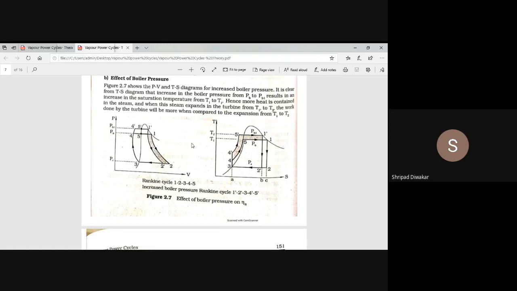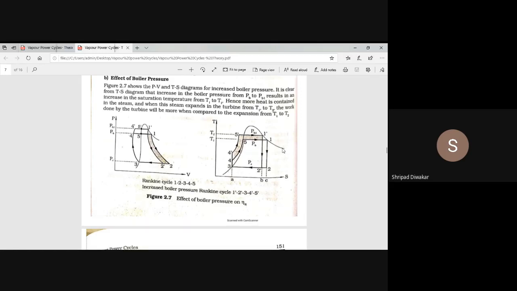Okay, the next part is how to draw the TS diagram when the boiler pressure is increased. First step, you show T on the Y coordinate and S, entropy, on the X coordinate. Next step, you have to draw the saturation line. So there will be a little less deviation in the PV diagram. Observe the diagrams carefully: the saturation curve has less deviation there, and more deviation in the case of the TS diagram.